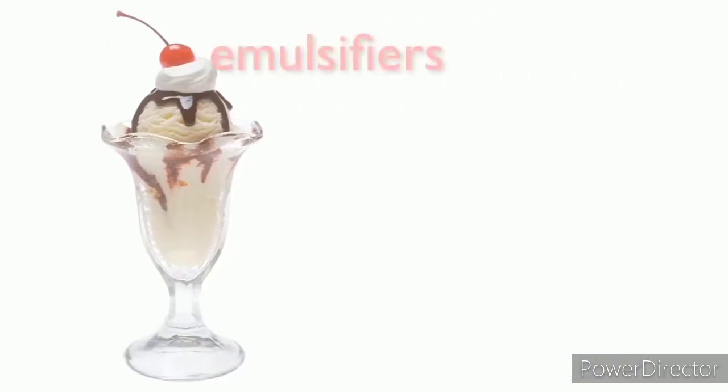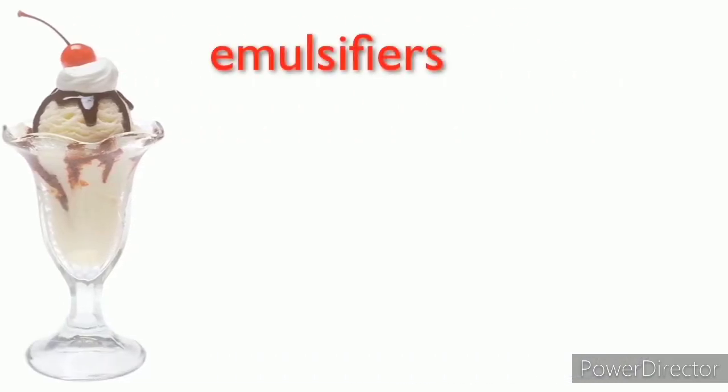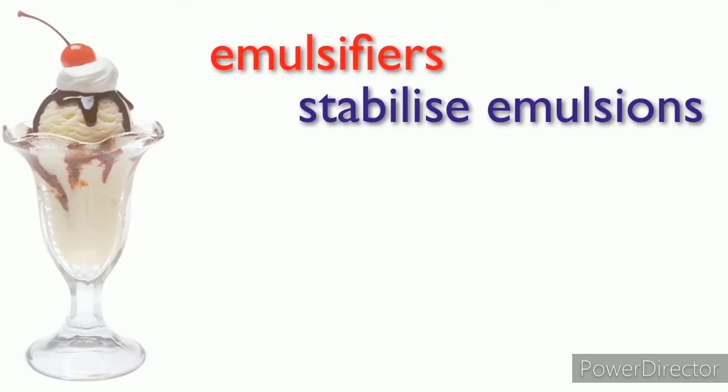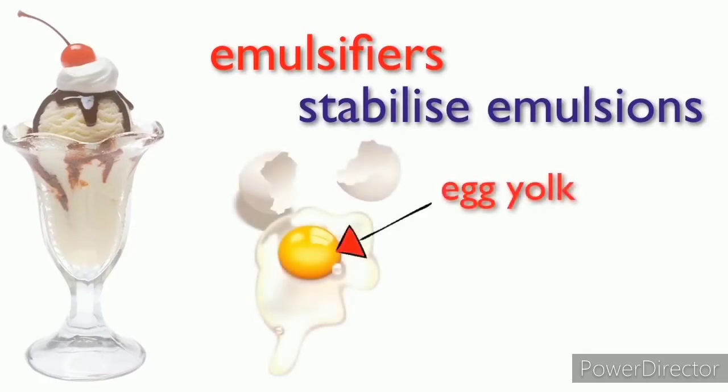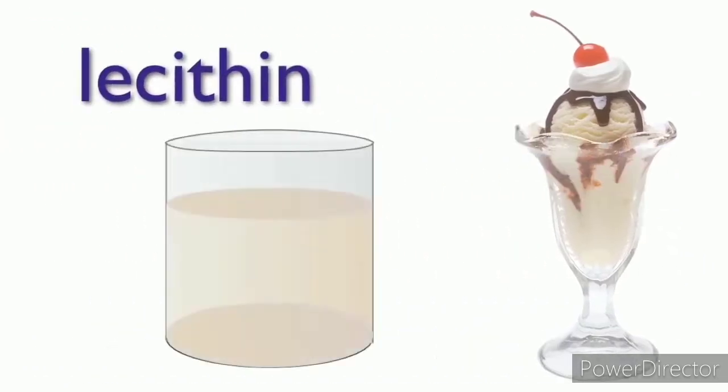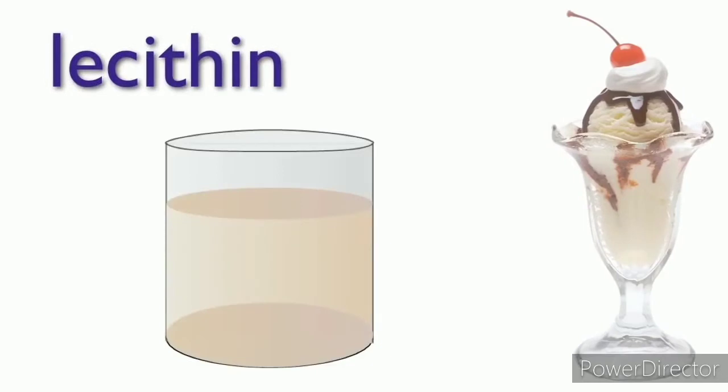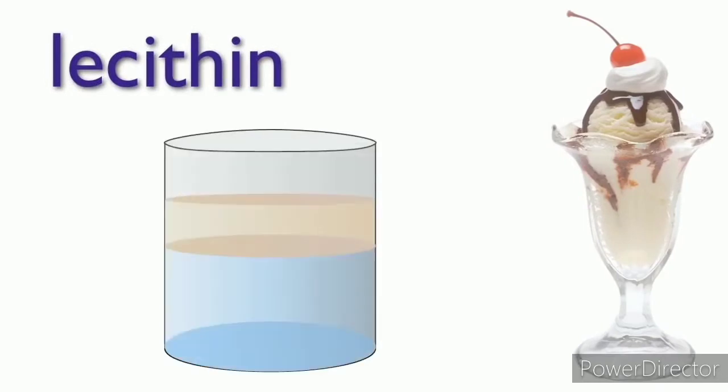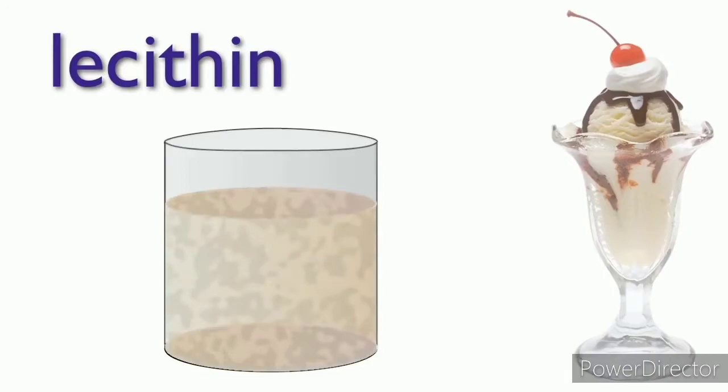To stabilize the ice cream, basically we tend to use an emulsifier which can stabilize the emulsion, right? So most commonly egg yolk is added as an emulsifier in the making process of ice cream. In the egg yolk we actually get lecithin. The lecithin will actually help to stabilize the ice cream.